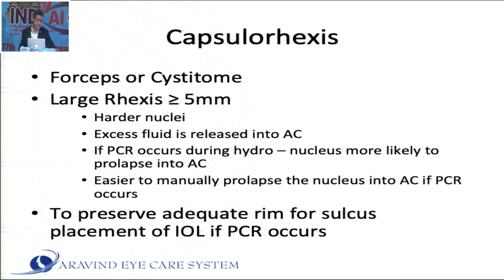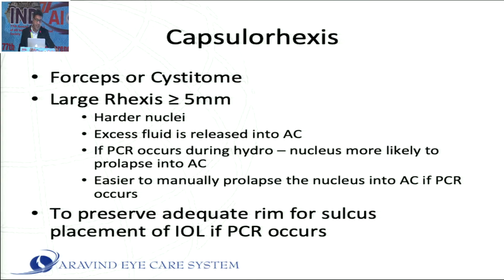So rhexis is important, but the size of the rhexis is equally important, because if you make the rhexis too big, placing the lens in the sulcus may become difficult. If it is too small, again, manipulating the lens without any hydro procedures may be difficult. So an ideal rhexis is important.